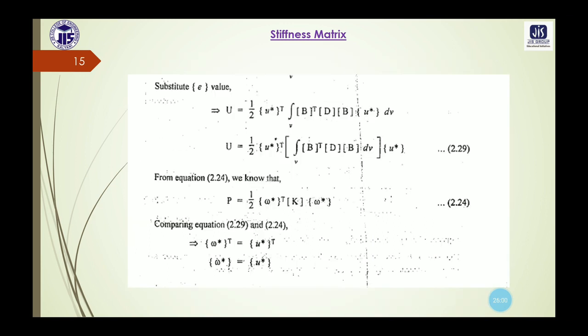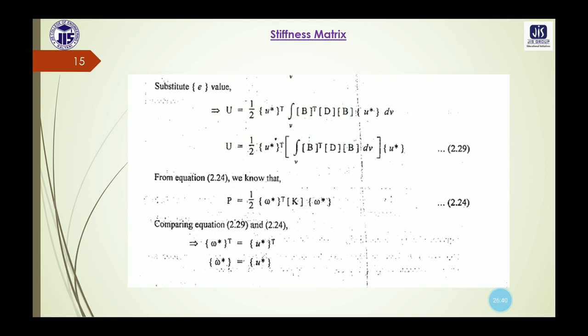Next, if we substitute the epsilon values, then we can write this equation as U equals half U star transpose, which is outside the integration, and inside the integration we have B transpose multiplied by the D matrix multiplied by again the B matrix. So we have used the value of the epsilon matrix, and then the multiplication of the U star matrix and dV. Ultimately, after rearranging, we get equation number 2.29 here.